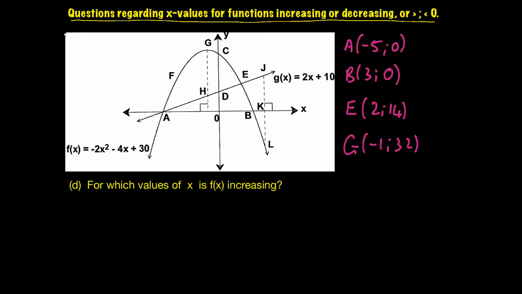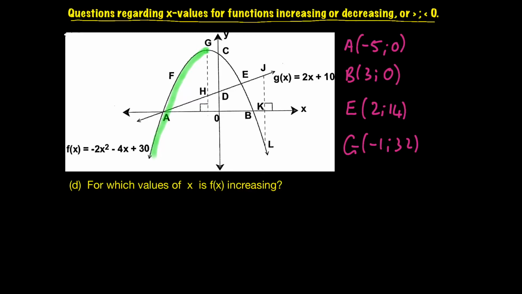If we have a look at the graph of f, it starts off on the left here with an increasing gradient all the way until it gets to the turning point. After the turning point, the gradient starts to decrease. All right, it goes to a negative gradient. So they're asking when is f of x increasing? So in other words, they actually only want this portion of the graph, stopping at g, because from g onwards, it starts to decrease.